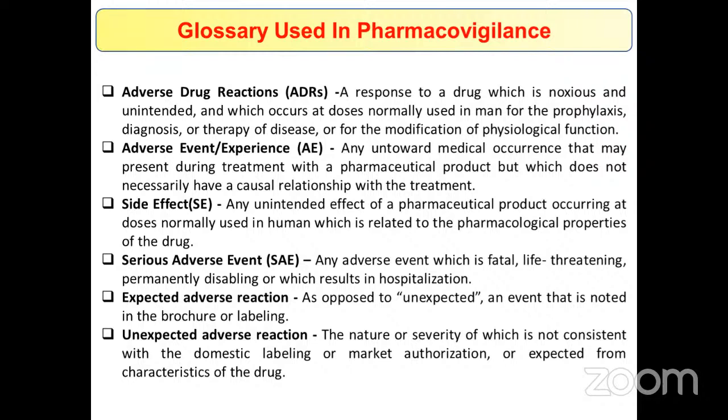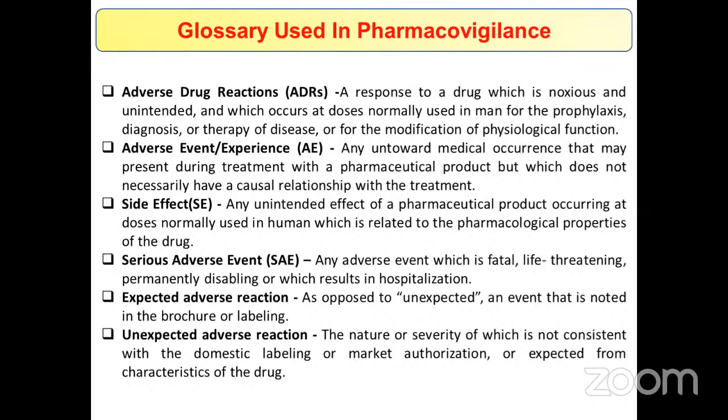Side effects, serious adverse effects, expected adverse effects. That can be expected. Like if you take isoniazid, then there may be chances of liver toxicity. There may be peripheral neuropathy. That is an expected adverse effect. Or paracetamol, or you can say aspirin. Long-term administration of aspirin may cause hemorrhage, or may lead to gastric ulcer.